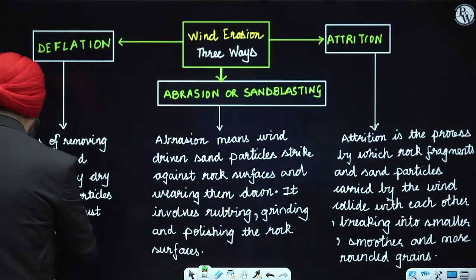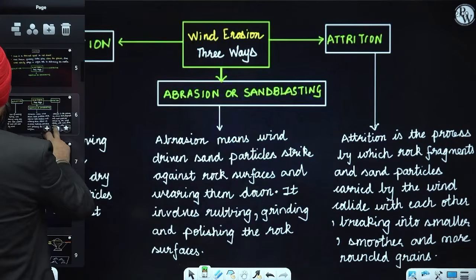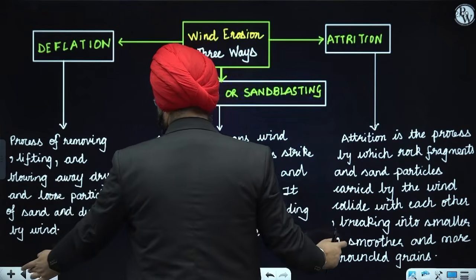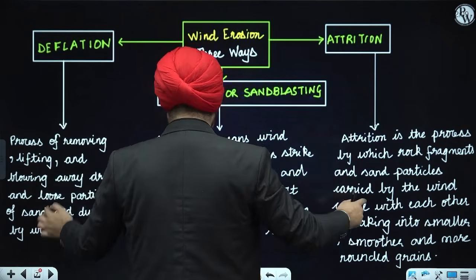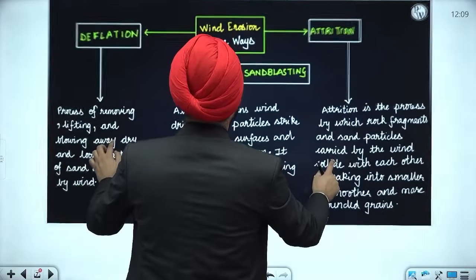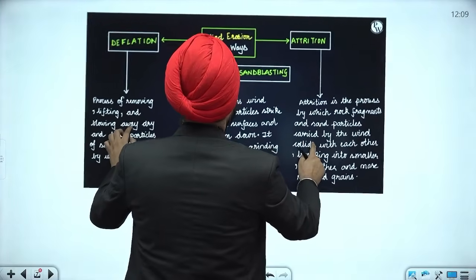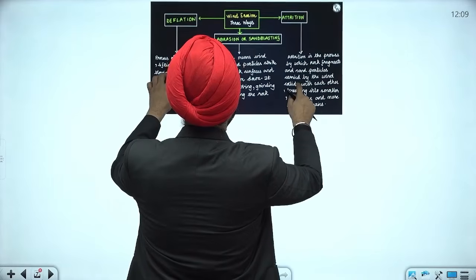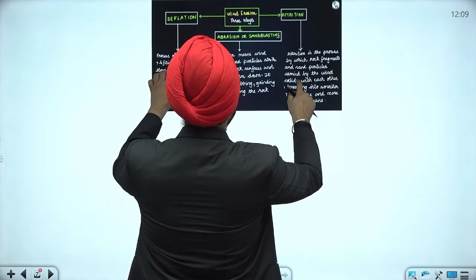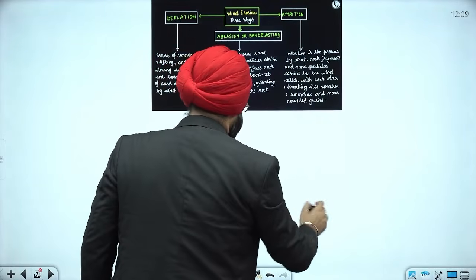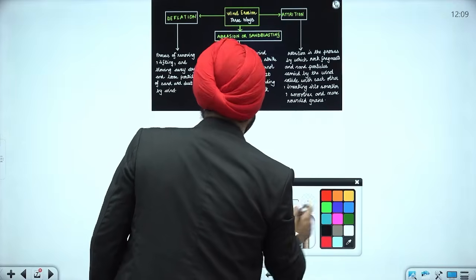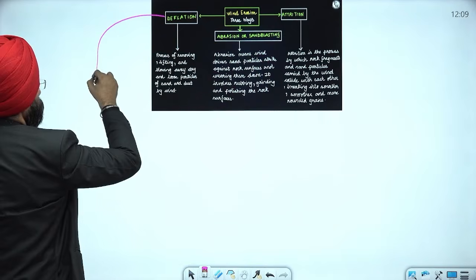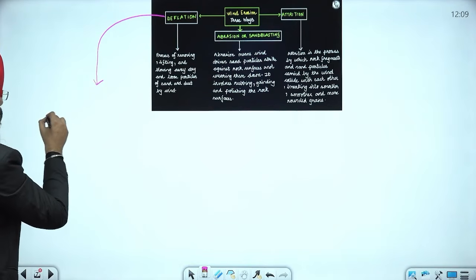Let us see it by making certain diagrams of this. I've made a copy of this. Okay, now let's see. When I'm talking about deflation, let's see deflation. Supposing this is a surface.